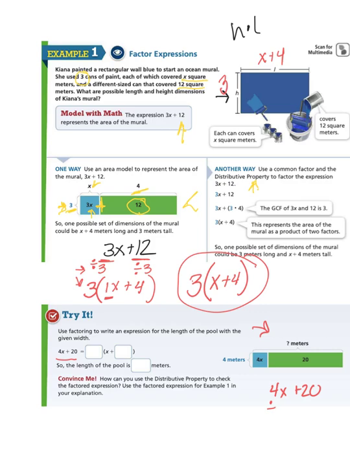So I look at these two numbers and I know 4 can be divided by 4 and 20 can be divided by 4. So the number I divide by goes outside of my parentheses. 4 divided by 4 is 1, or just x. 20 divided by 4 is 5. Therefore, you should have come up with 4 parentheses x plus 5.